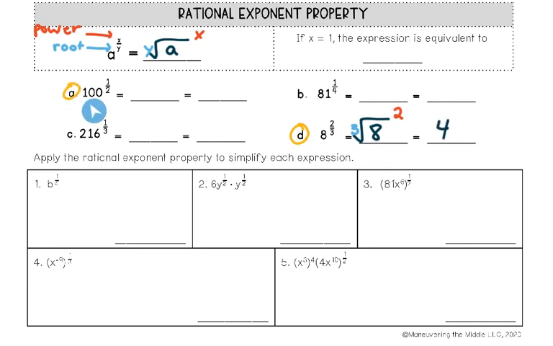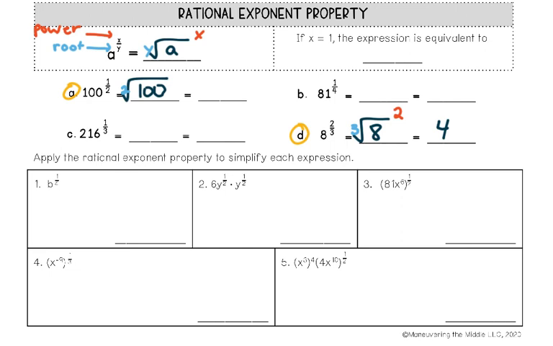Let's work through A together step by step. 100 is the base, so I'm going to start by writing 100. Now I'm going to write the radical, and the number that goes here is 2, because it's power over root, and the bottom number tells me what to take the root of. So that is a square root. So if you didn't write that 2, that's okay. Don't see that little 2, it's implied that it's there, it's invisible.